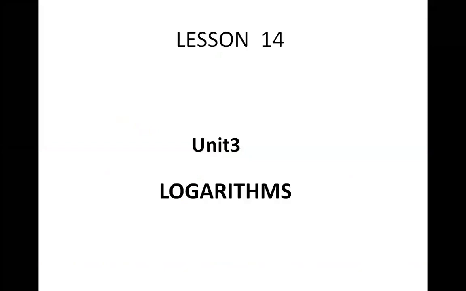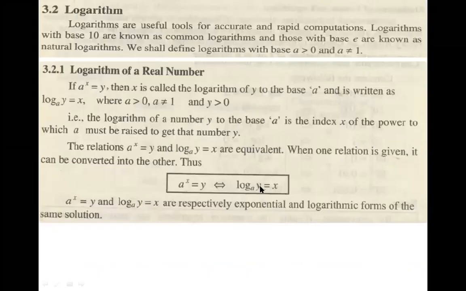In the previous exercise, we learned about the ordinary and the scientific notation. Now, these logarithms are also related with that ordinary and the scientific notations. Now, what the logarithms are and why we use them. The logarithms are a useful tool for accurate and rapid computation. Logarithms with the base 10 are known as the common logarithms, and those with the base e are known as natural logarithms. We shall define the logarithms with the base a greater than 0 and a is not equal to 1.